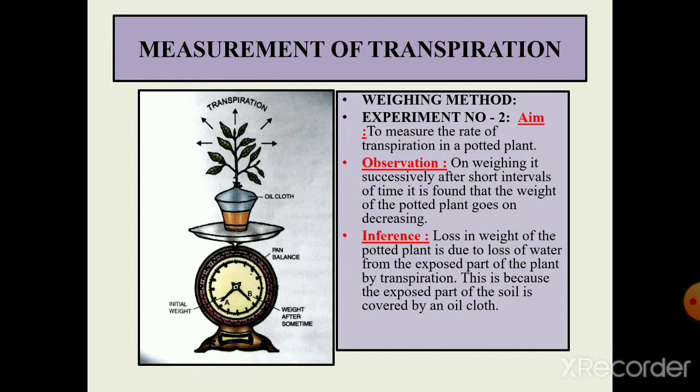Inference: loss in weight of the potted plant is due to loss of water from the exposed part of the plant by transpiration. This is because the exposed part of the soil is covered by the oil cloth. That means the only water that is lost is from the exposed portion of the plant.